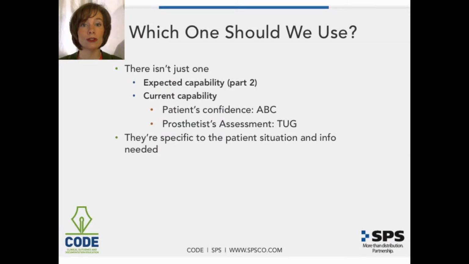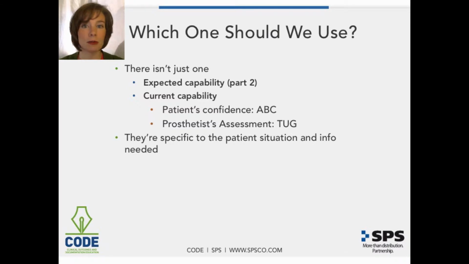So which one do you use? Unfortunately, there isn't just one outcome measure that can do everything you need. They're different for different situations, and they're different depending on what info you need. So the first question is, do you need to show expected capability, what you think the patient will be able to do, or do you need to show current capability, what the patient can do right now? In this half, we're going to talk about current capability.